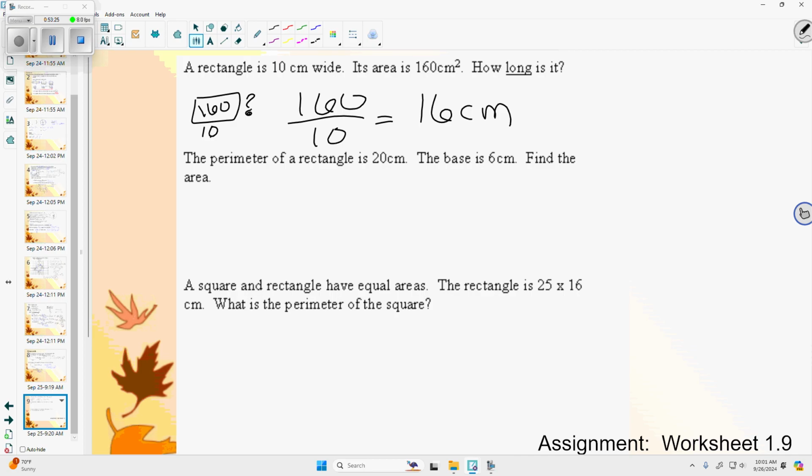All right, the next one. The perimeter of the rectangle is 20. What does that mean? What's perimeter? All the outside is 20. The base is 6, and we want to find the area.